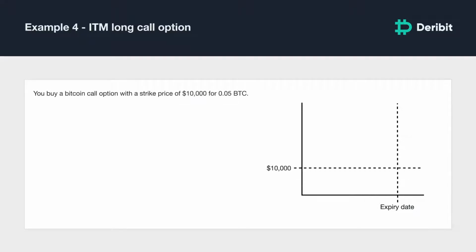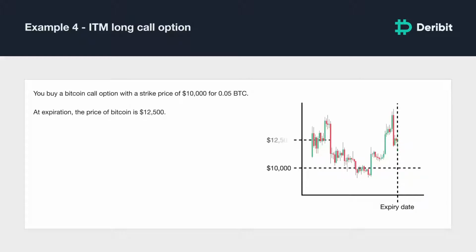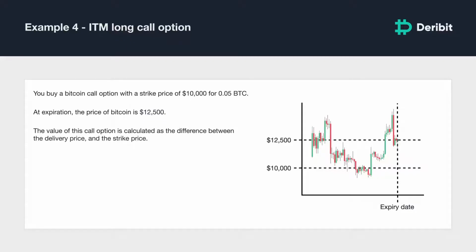You buy the Bitcoin call option with a strike price of $10,000 and pay a price of 0.05 BTC, and you hold this option until it expires. At expiration, the price of Bitcoin is $12,500. The value of this call option is calculated as the difference between the delivery price of $12,500 and the strike price of $10,000, i.e. $12,500 minus $10,000 works out to $2,500. So the option has a value of $2,500.